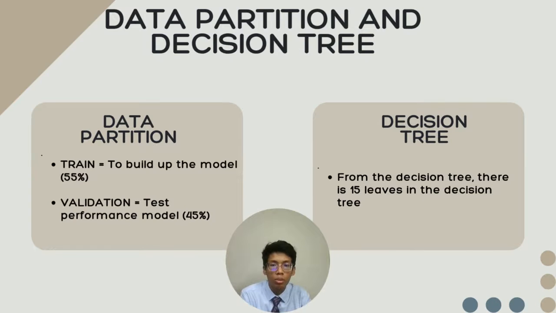Data partition for train, which is to build up the model, is 55%. For validation, which is to test the performance of the models, is 45%. And for the decision tree, we have 50 leaves.